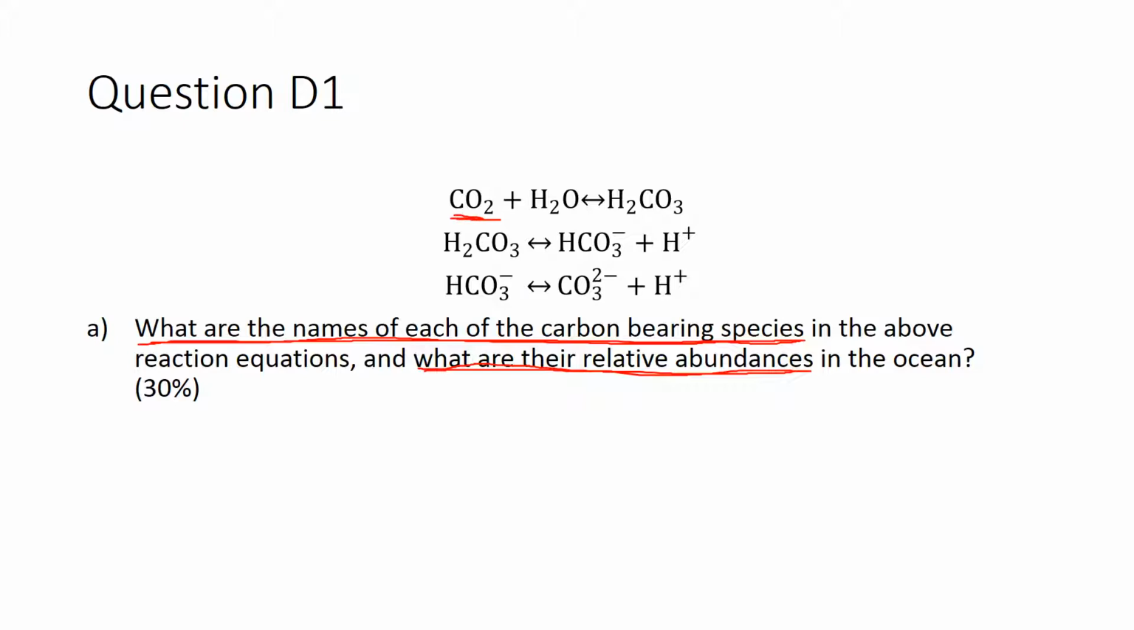Okay, so we can go through here and find the terms in these equations. CO2, so that's got a carbon in it. It's H2CO3, that's got a carbon in it, as does this one here and this one here. So all we're really asking you is to name these things, which you should know. I'll give myself a pointer. So this here is carbon dioxide. This is carbonic acid, bicarbonate and the carbonate ion. And you should know from the lectures what their relative abundances in seawater are.